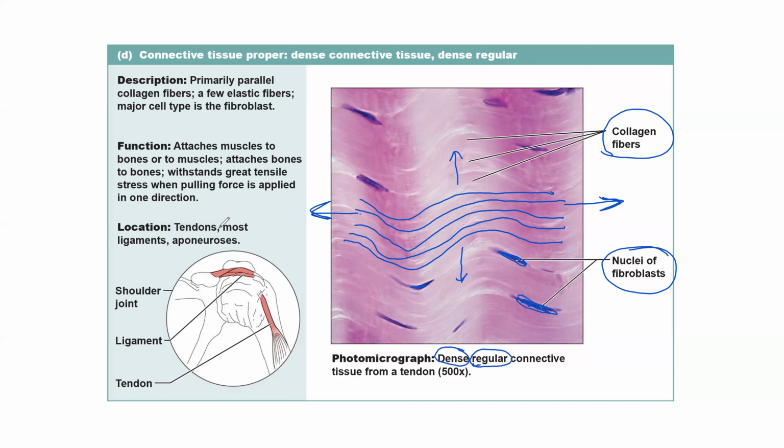So it's tendons. Tendons connect muscles to bones. Ligaments connect bones to bones, and aponeurosis is similar to tendons, but tendons are rope-like, and aponeuroses are sheet-like structures. But aponeurosis also connects muscle to bone or muscle to muscle. All right, so here I show you the ligament and tendon that are made of dense regular connective tissue.